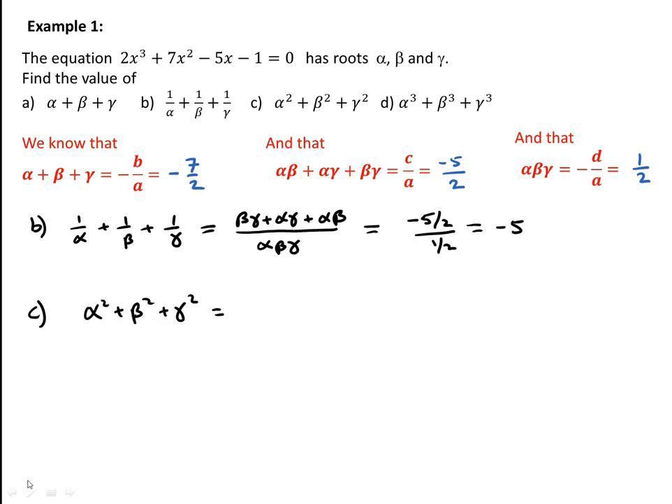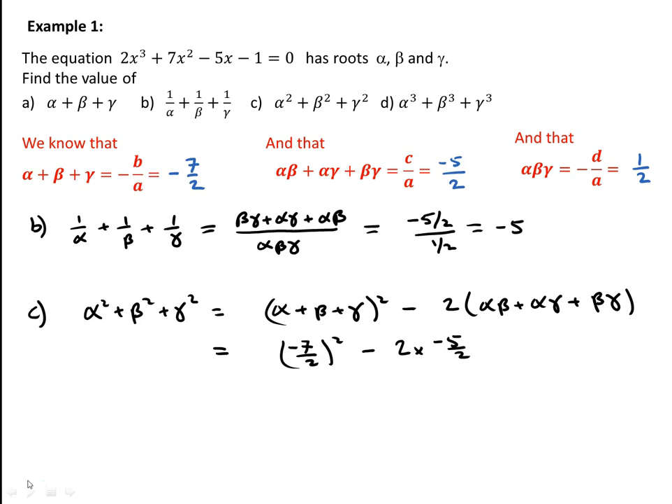For part C, we're going to use that result we pointed out right at the beginning of this video, that alpha squared plus beta squared plus gamma squared is the same thing as alpha plus beta plus gamma all squared, take away 2 lots of alpha beta plus alpha gamma plus beta gamma. In other words, it is minus 7 over 2 squared, take away 2 times minus 5 over 2. So that is 49 over 4 plus 5, which gives me 69 over 4.